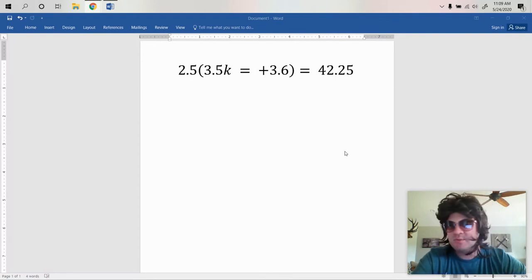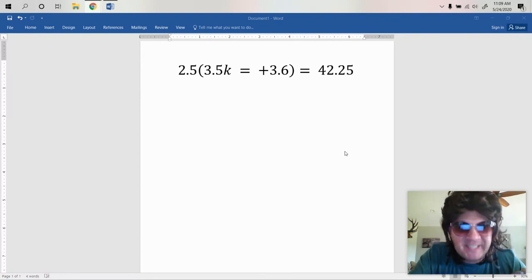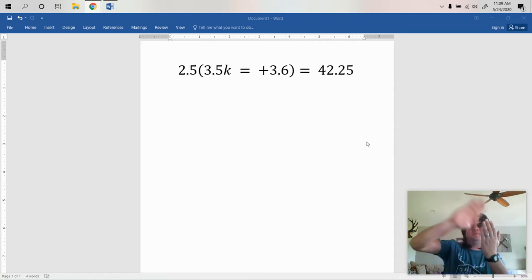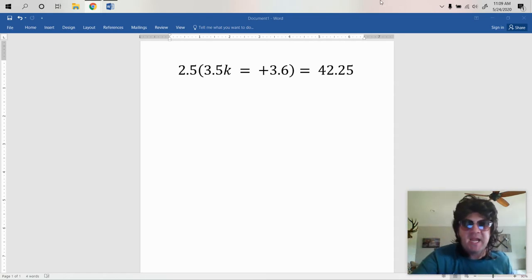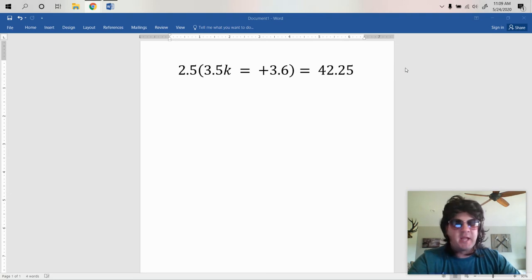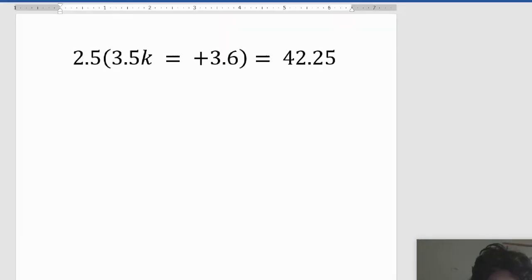Don't tell your mom and don't tell your dad, but I love decimals because it reminds me of money, because that's what I am. I'm cash money. All right, enhance.